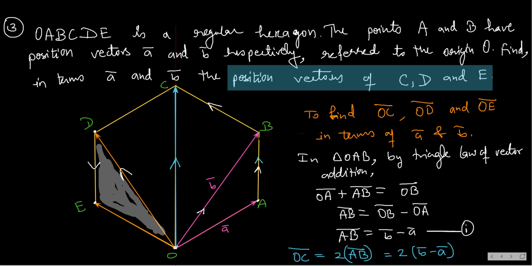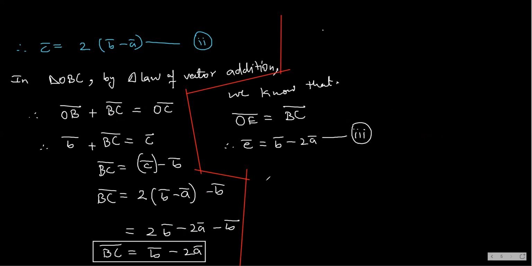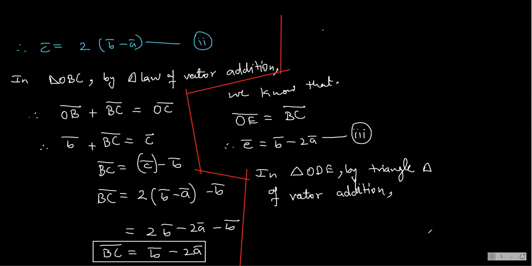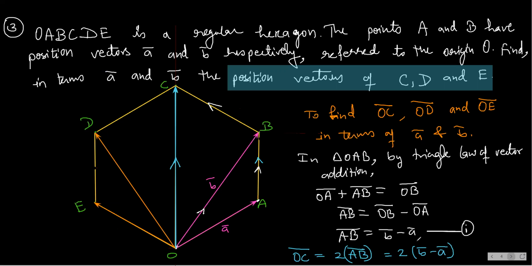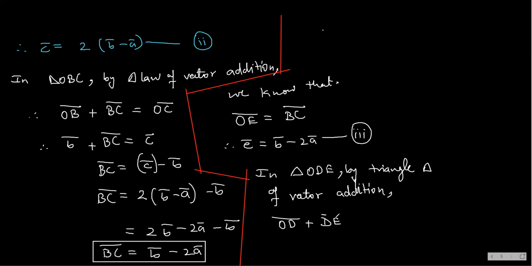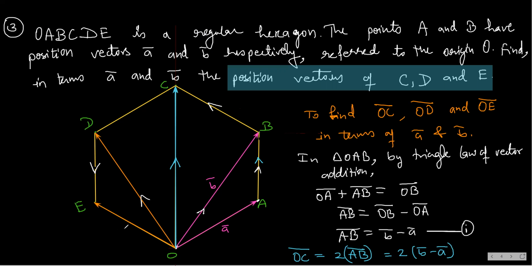I will apply it. So I write here, in triangle ODE by triangle law of vector addition. So see what you get. You have here OD bar plus DE bar equals to OE bar.